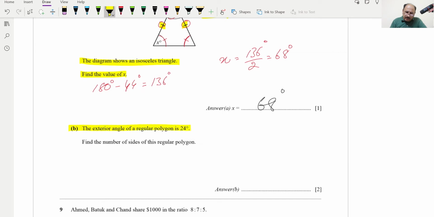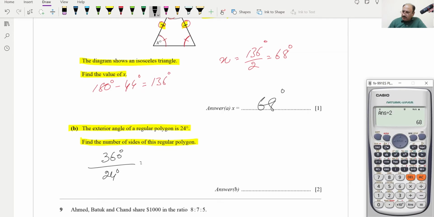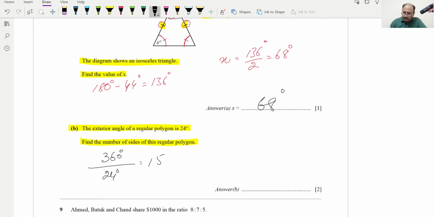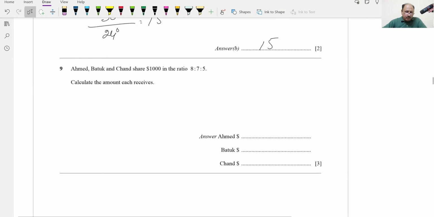The exterior angle of the regular polygon is 24. Find the number of sides of this regular polygon. So exterior angle, so we can divide 360. Sum of exterior angles is 360 degrees. So 360 degrees divided by 24 degrees is equal to 15. So this will be 15 sides of the regular polygon. Now we can move to question number 9.